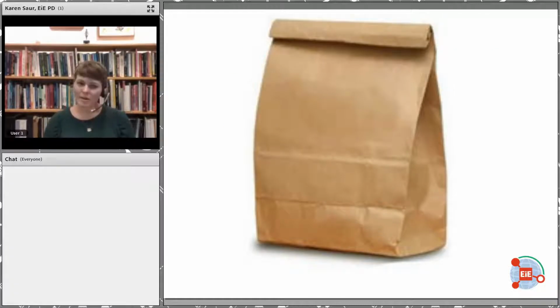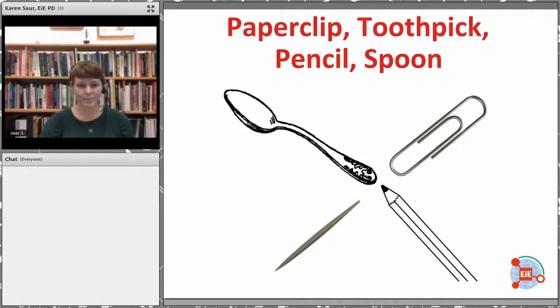And when I progress to the next slide, what I want you to do is select one of the items that came out of my bag. So I have a couple of different technologies in my bag right now. When I click to the next slide, you're going to select one technology to keep in mind as we move forward. And as soon as you've selected your technology, you're going to change your participant status to agree. Okay? So here are my technologies. I have a paperclip, a toothpick, a pencil, and a spoon, all in that bag.